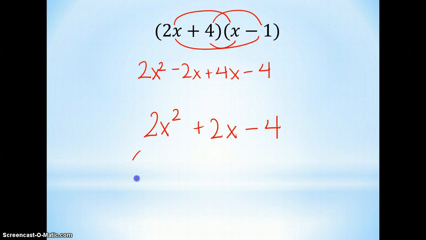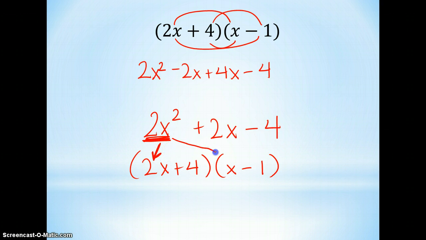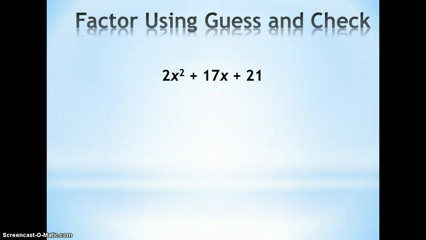If you notice our original parentheses, you can pretty easily tell that this first term, 2x squared, comes from the multiplication of the first terms. This negative 4 comes from the multiplication of our last terms. But the 2x in the middle is a little bit more mysterious. How could we work backwards here? How could we figure out which pieces go into the parentheses based on that middle term? You have to think a little bit harder to see that.